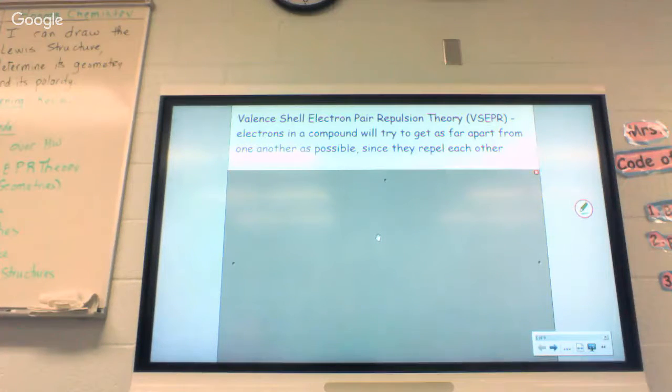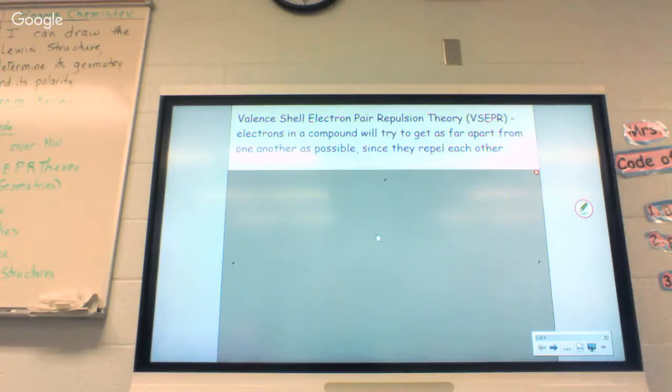Alright, so we're going to talk about valence shell electron pair repulsion theory. Now, because that is a mouthful, we generally just call it VSEPR theory. Valence is V, shell is S, electron is E, pair is P, and repulsion is R. You talked about repulsion, most likely in elementary or middle school. Repulsion means to push away, right?